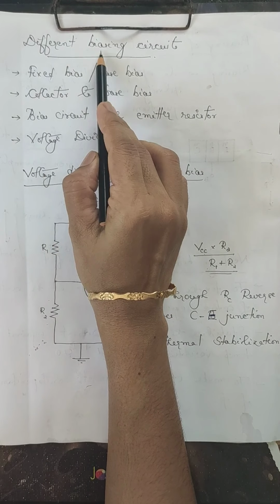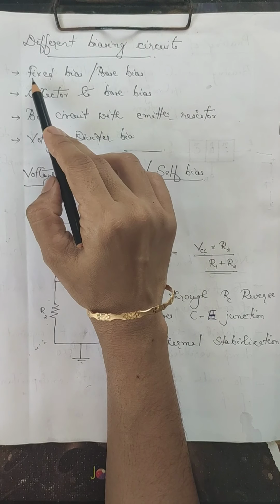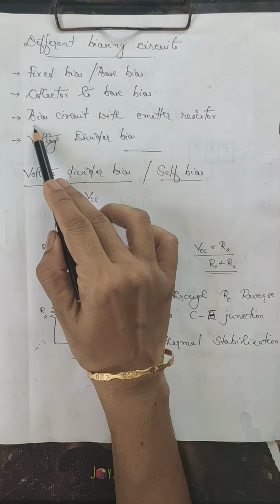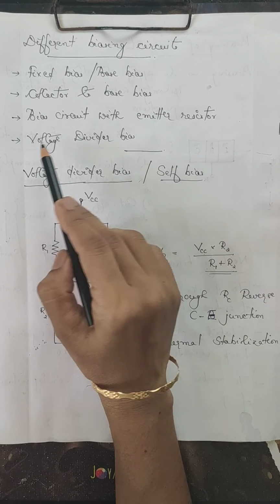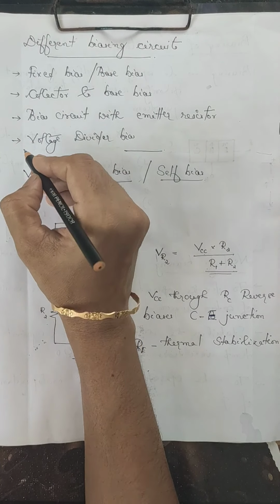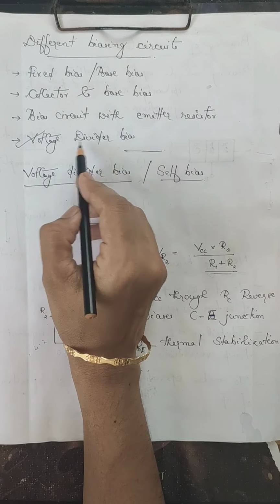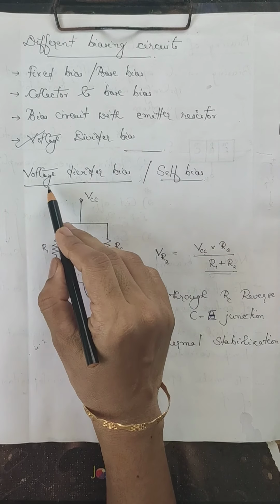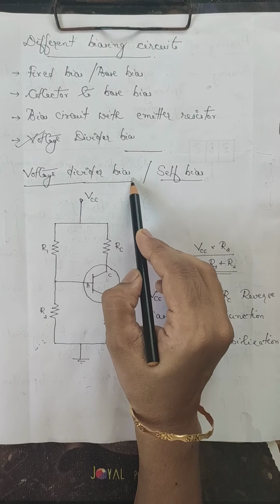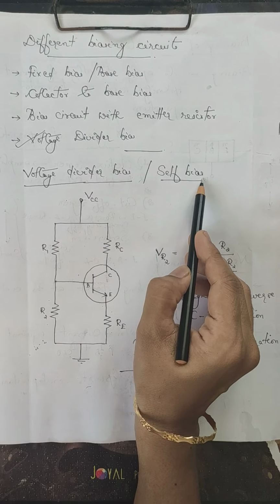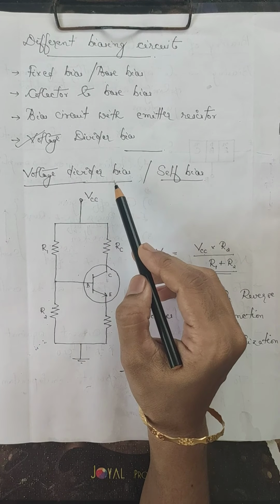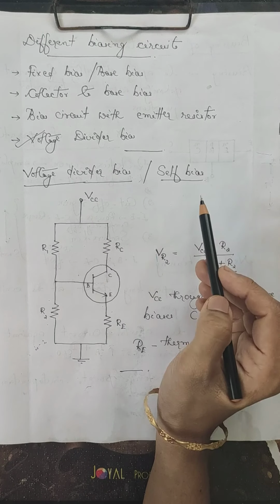So we have different types of biasing circuits. They are fixed bias or base bias, collector to base bias, bias circuit with emitter resistor, and voltage divider bias. Among these, the most commonly used biasing circuit is the voltage divider bias, and we have to study it in detail. So going on to voltage divider bias. It is also known as self-bias or potential divider bias.